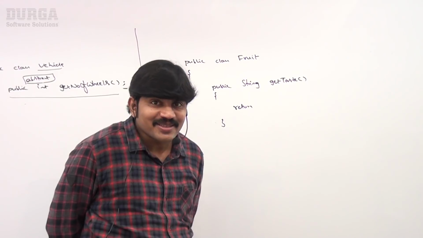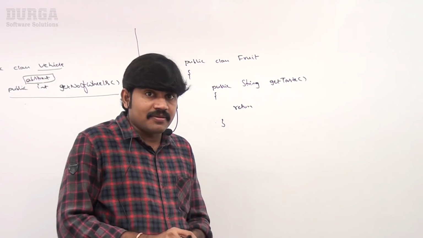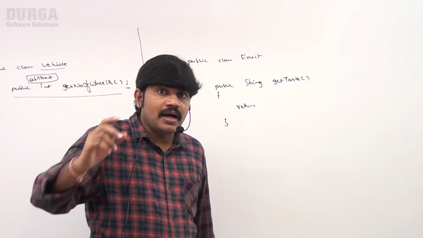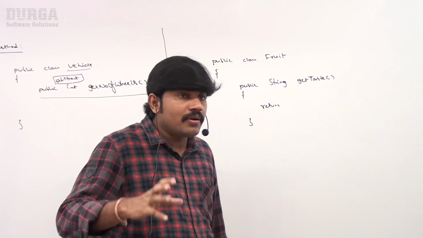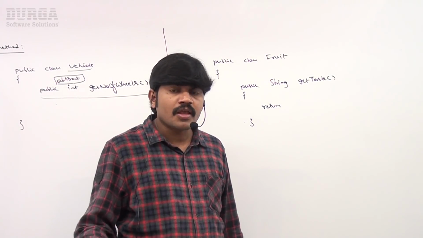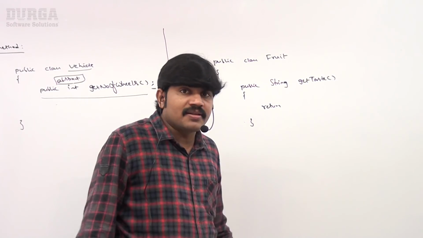Respond, man. What is the taste of the fruit? Sir, if it is the mango, very sweet. If it is lemon, a bit of some other taste by default. So if you don't know the type of the fruit, we can't tell what the taste is. If you can't tell what the taste is, then how can you declare that method?